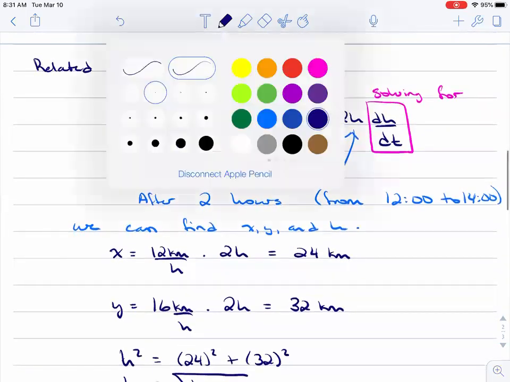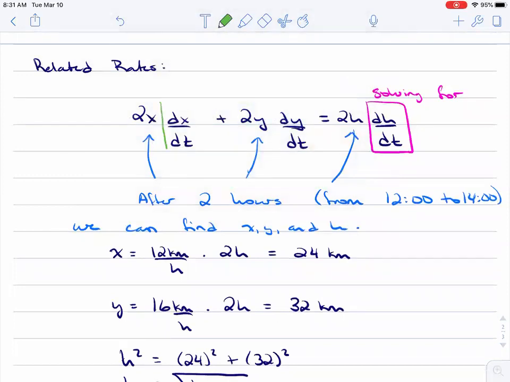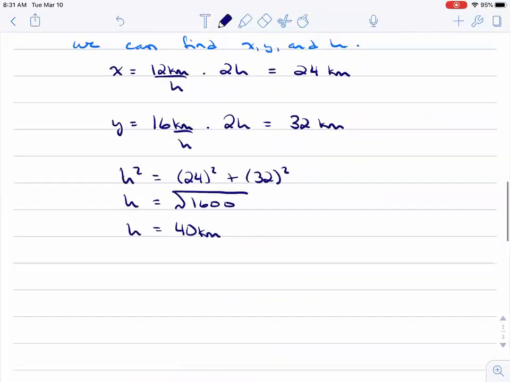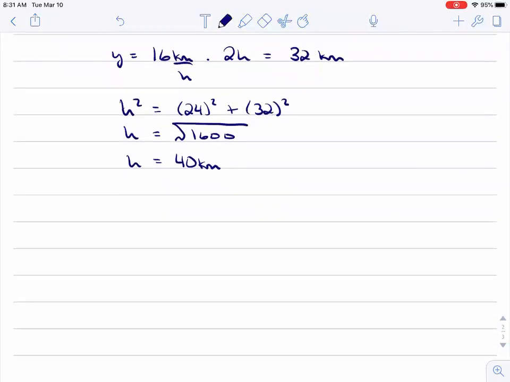And we already know, I'll highlight this, dx/dt is 12, and dy/dt is 16. So now, if we solve for dh/dt, we have to divide both sides by 2h. We've got that common 2, but I'll just show explicitly. If you wanted to just cancel it, that's fine.